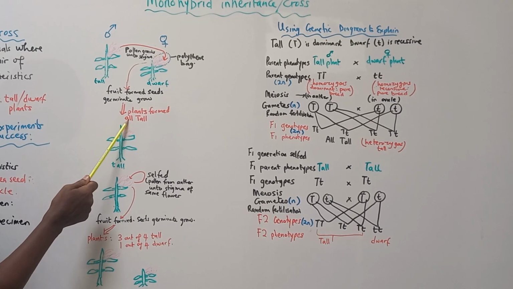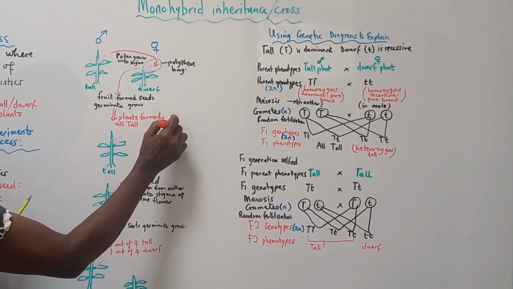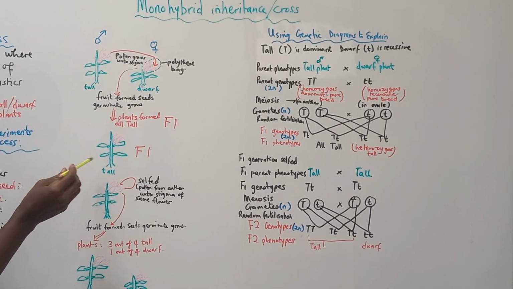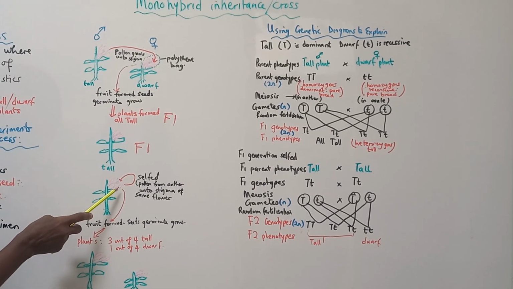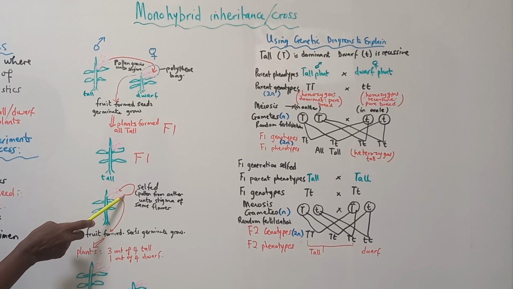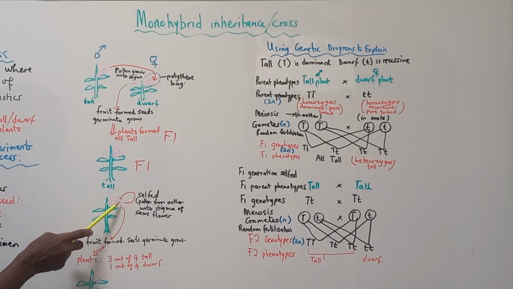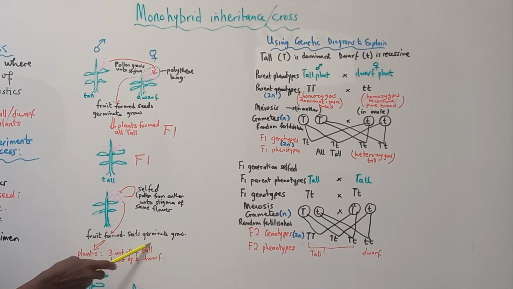So these plants are the F1 generation. This is the F1, all tall plants. The F1 plants, the tall plants, were selfed. It means self-pollinated. Pollen grains were picked from the anther and put on the stigma of the same plant. And then fruits are formed, seeds are germinated, and they grow.